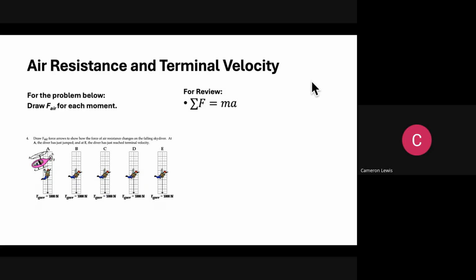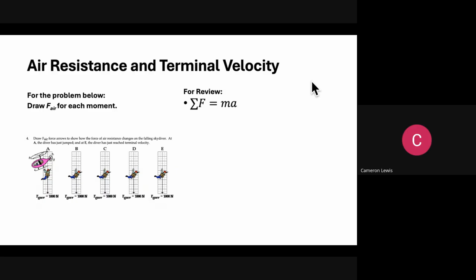Now let's think about E. Will the arrow be small or big or the same? It'd be big. At E, the same. Will you reach terminal velocity? When you reach terminal velocity. Okay, so it'd be the same.